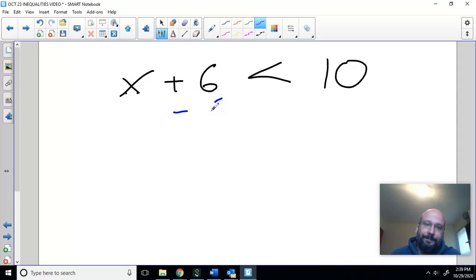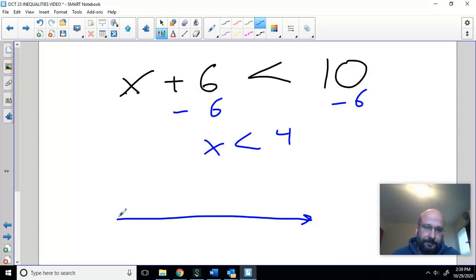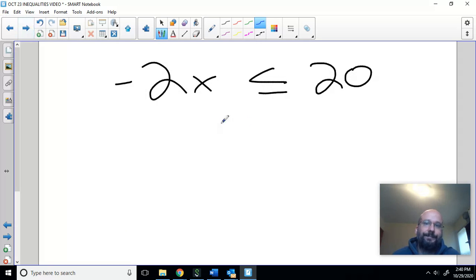One step, subtract 6. x is less than 4. Number line. Find 4. Find 0. Open circle, and it goes this way. x is less than 4. So x can be 2, 0, negative 2, negative 4, any of these numbers.